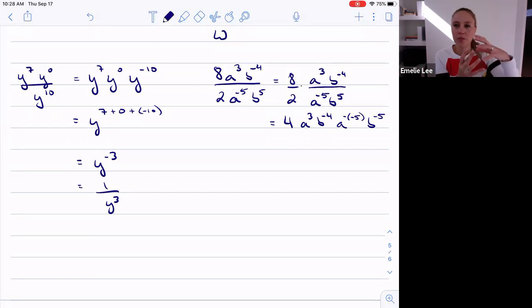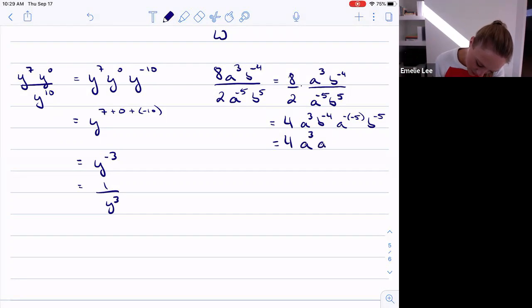Like you could have collected your A's together, your B's together, dealt with them individually, because you have to have the same base, right? But I've just decided to kind of lump things together. So what I've got, now I'm going to collect my like bases, right? And so I'm going to show it off here. A to the power of 3 times a to the power of negative 5.